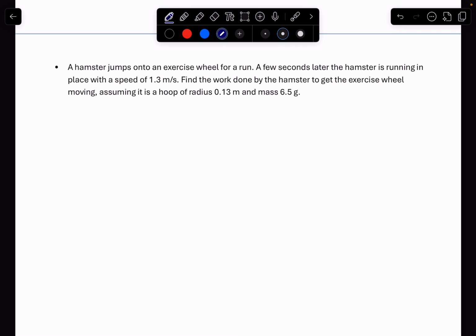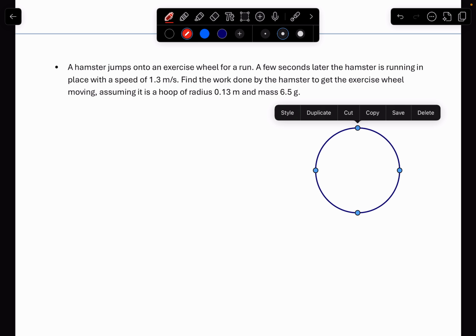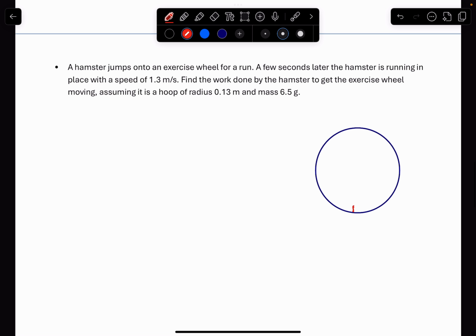All right, so this hamster runs on the wheel for a few seconds, and initially the exercise wheel, let's draw the exercise wheel. All right, let's say this is the hamster. So the radius is given. I'll just call it R, and its mass is m.